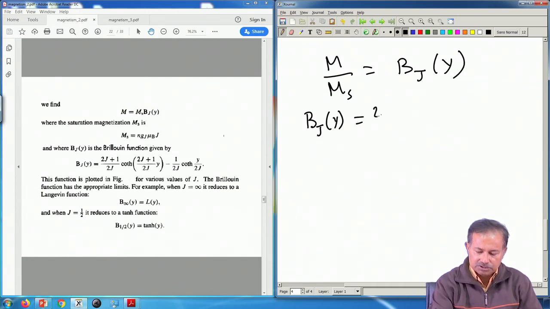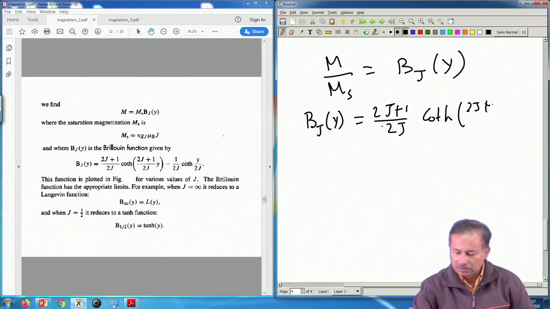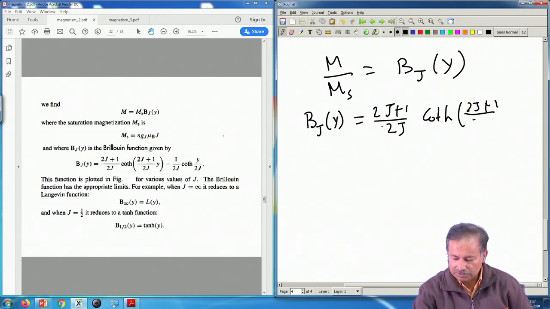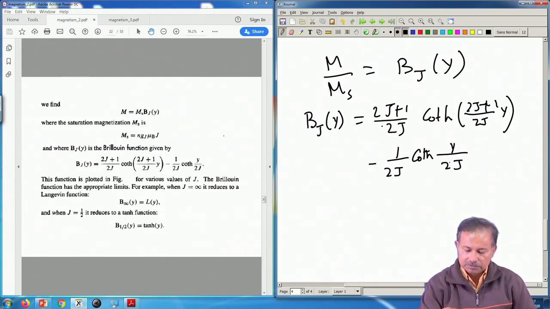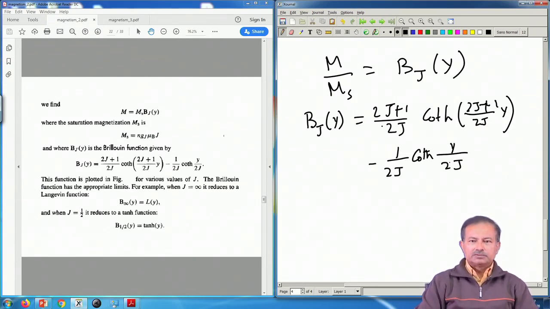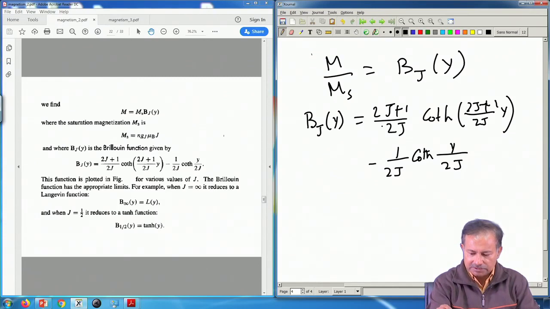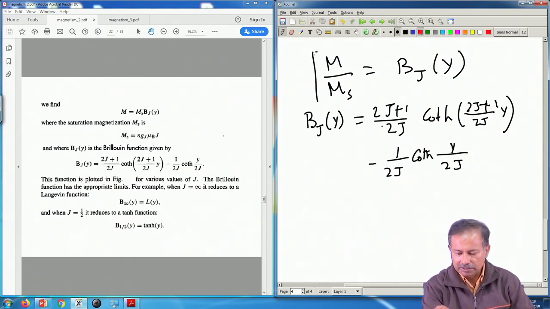Bj of y is basically 2j plus 1 by 2j coth of 2j plus 1 by 2j into y, minus 1 by twice j coth of y by twice j. This is what you will get once you take the derivative with respect to m. So that means M by Ms is equal to this. This is my relation that I will have to use from now on.